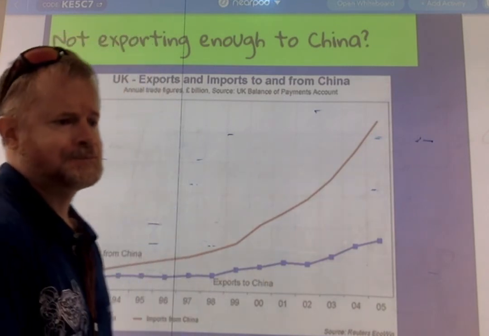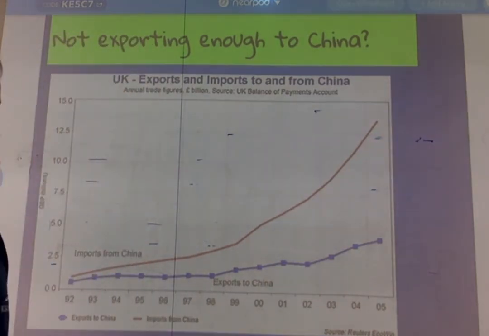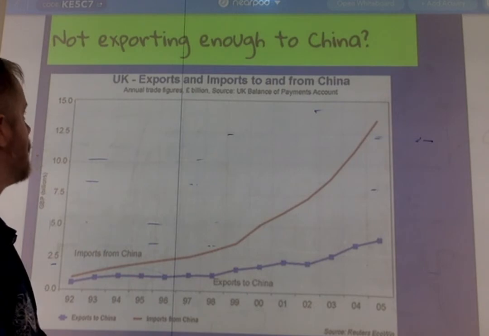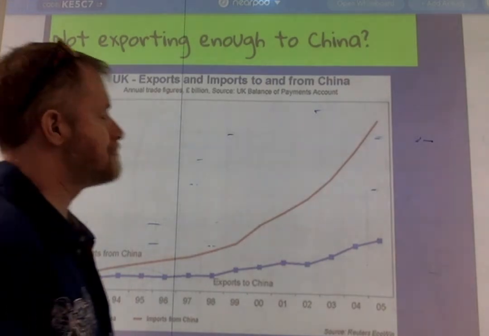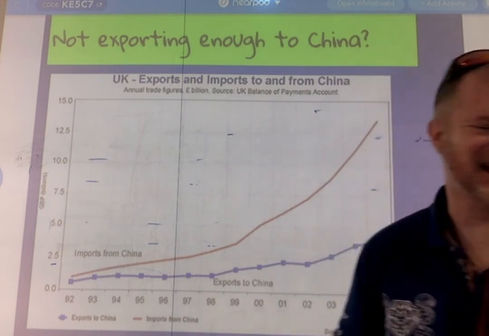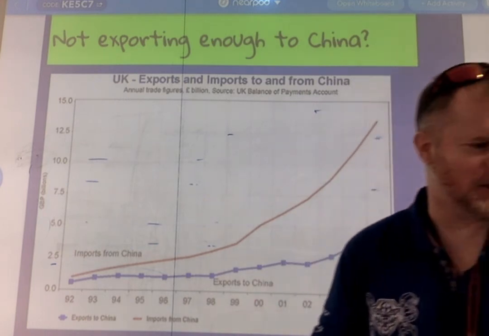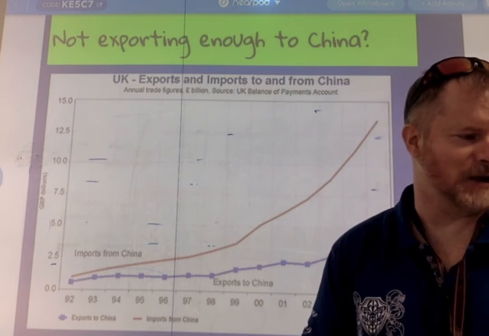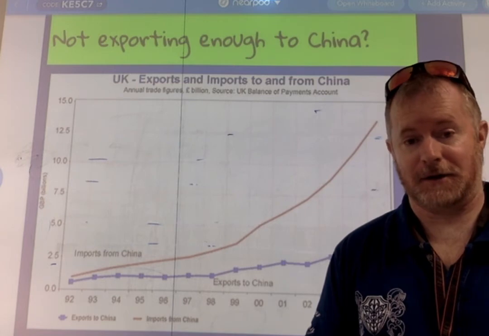How about that one? Exports and imports to and from China. The red line is imports from China, the blue line is exports. I know the scale makes it look, well, it's still dramatic, no matter how you look at it, right? But that's really big, right?